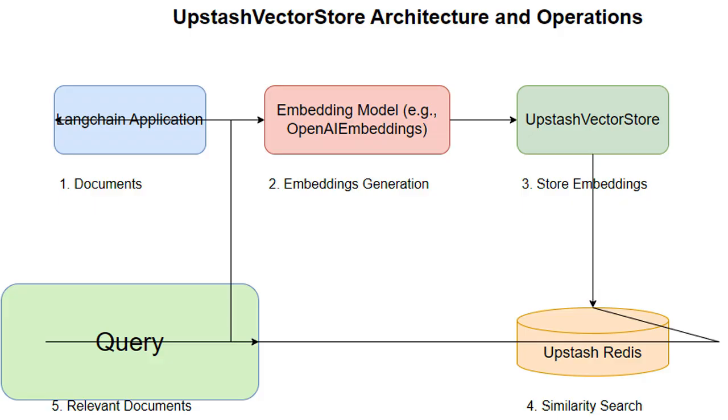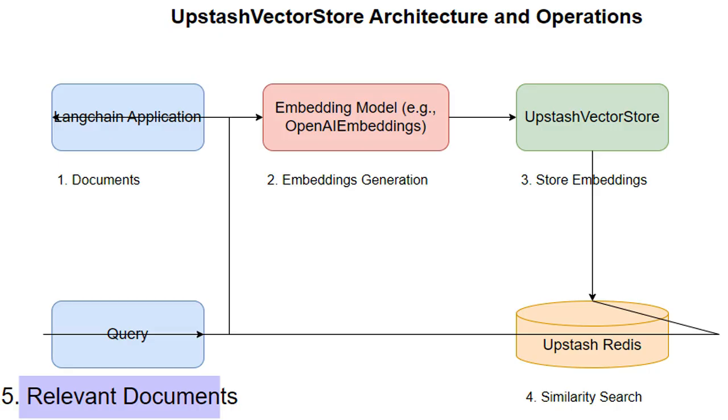Now, let's discuss the query. A query is a piece of text for which relevant documents are to be found. The query text is also converted into a vector embedding, which is then used to compare against the stored document embeddings. Now, let's focus on relevant documents. The ultimate result of a similarity search is a set of documents that are deemed most relevant to the query. These documents are ranked based on their similarity scores, providing a way to retrieve information that is semantically related to the query.